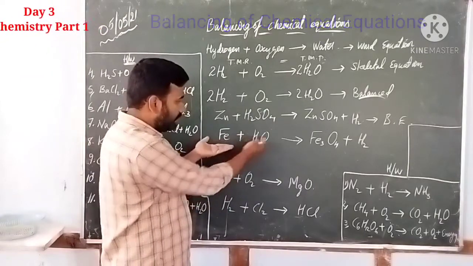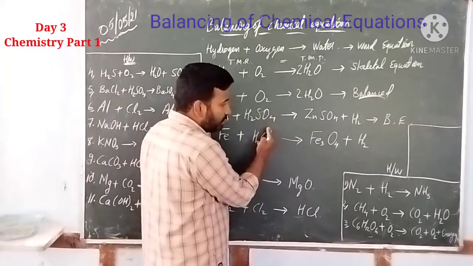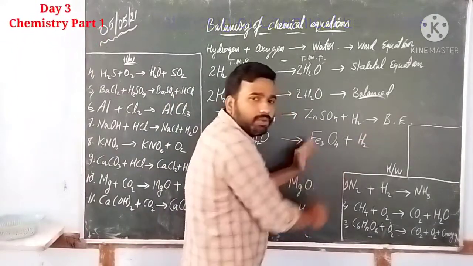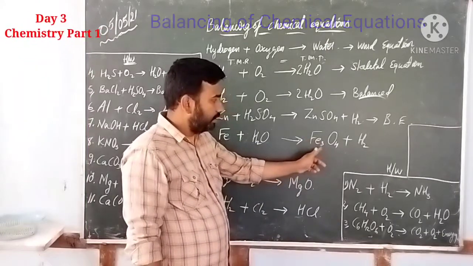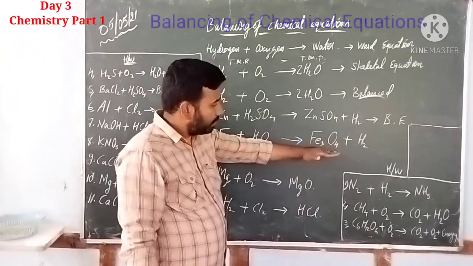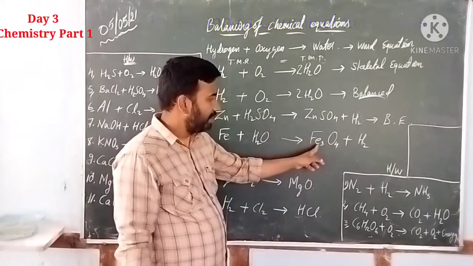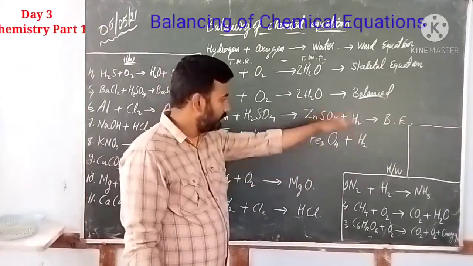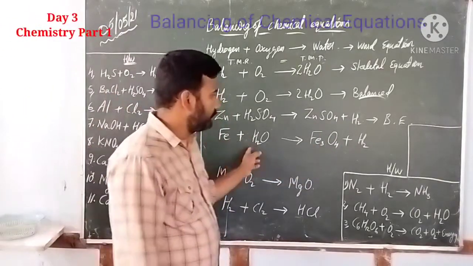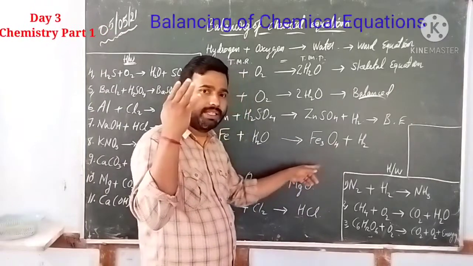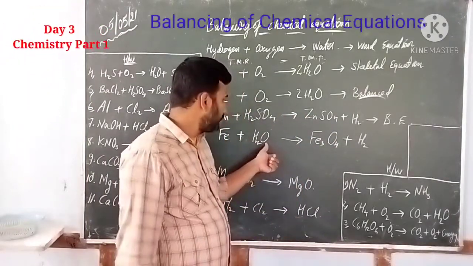See, the number of atoms on the left hand side must be equal to the number of atoms on the right hand side. Here, at first look, you can see 3 atoms of iron on the right side, but on the left side only 1 atom. Similarly, the number of oxygen atoms is 4 on the right side, but on the left side only 1 oxygen atom.